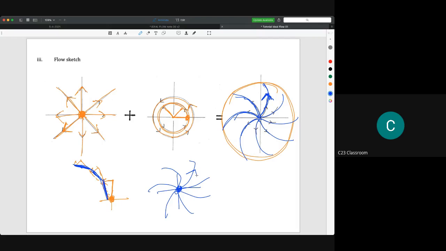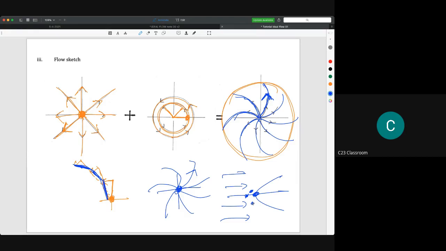Kedua, sekiranya awak perlu untuk melukis stagnation point, contohnya awak ada half body Rankine dan sebagainya. So, awak perlu melukis dengan jelas. Ada pelajar menulis half body Rankine, dia tulis CP-CP kat sini, antara kena dengan tidak dan sebagainya. Oleh itu, tidak ada markah. Kerana awak kena jelas di mana stagnation point itu berlaku.